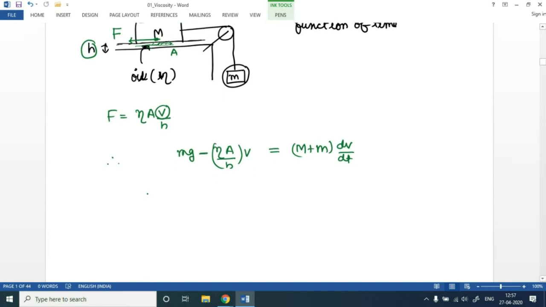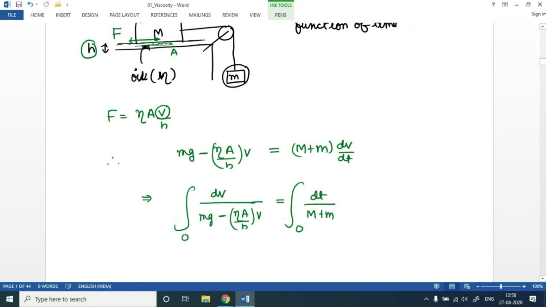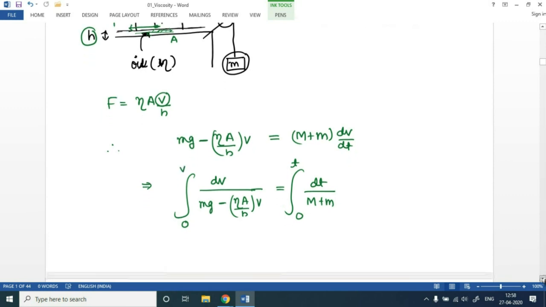Now what we have got here is a differential equation in V and T, and when we rearrange this we get dV divided by (mg minus eta A by h into V) on one side, and on the other side dt divided by (capital M plus m). Now we can integrate both sides to get the velocity as a function of time. Initial values are given that at t equal to 0, v is equal to 0, and at t equal to t, we wish to find the value of v.